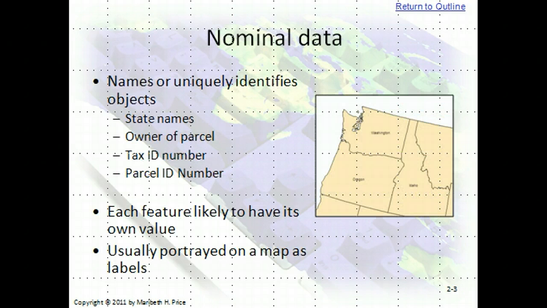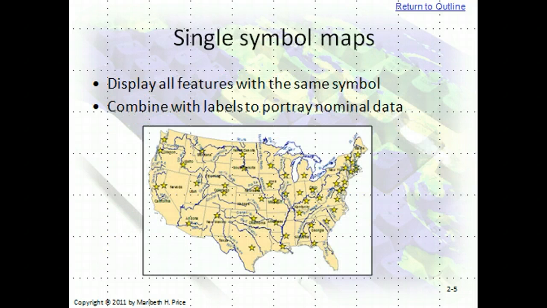Nominal data names or uniquely identifies objects in a map. For example, state names, owners of parcels, tax ID numbers, or even parcel ID numbers. Each feature in the map is likely to have its own value and is usually portrayed on a map with labels. Single symbol maps are typically chosen to display nominal data, combined with labels. This will display all features with the same symbol on the map.